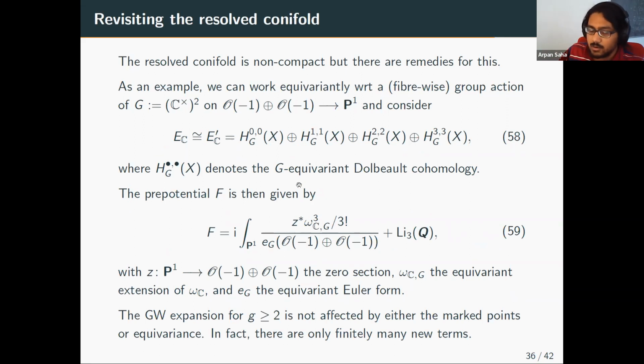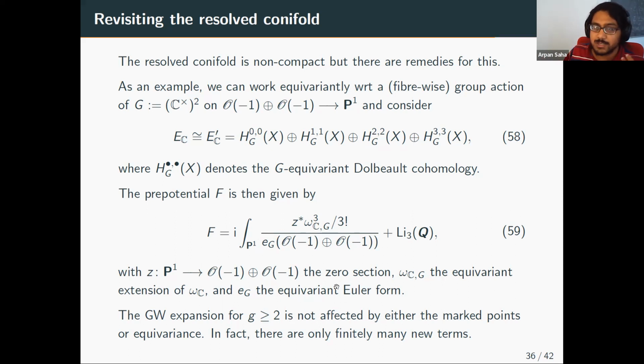Okay. So all that description was for compact Calabi-Yau threefolds. The resolved conifold is not compact, but there are ways to repair that. For instance, you can make use of equivariant cohomology, and then you can use equivariant localization to basically have well-defined integrals. But it turns out that the details are not really important, because the GW expansion for genus greater than or equal to 2 is completely unaffected by all of this.